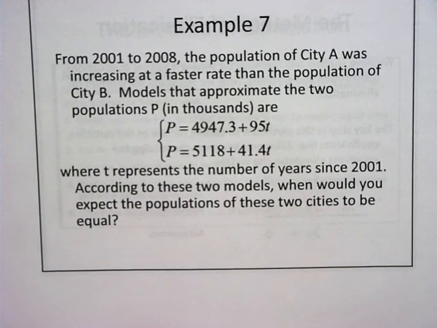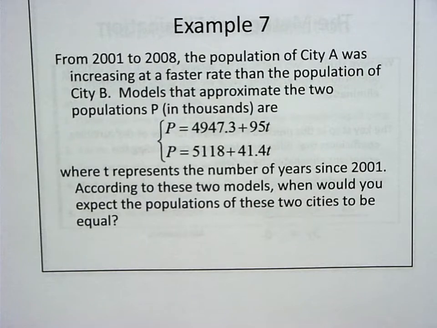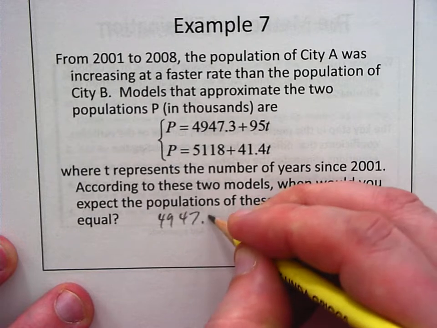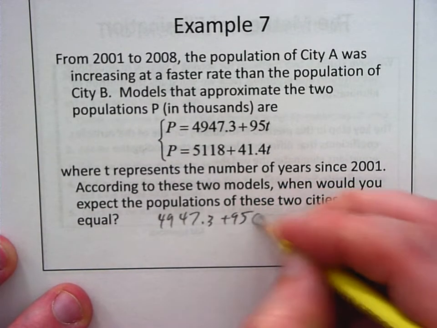One more. From 2001 to 08, the population of City A was increasing at a faster rate than the population of City B. Models that approximate the two populations in thousands are given there, where T represents the number of years since 2001. According to these two models, when would you expect the populations of these two cities to be equal? Well, conveniently, they already give them to you. P equals both equations, so what would I do? Set them equal and solve.